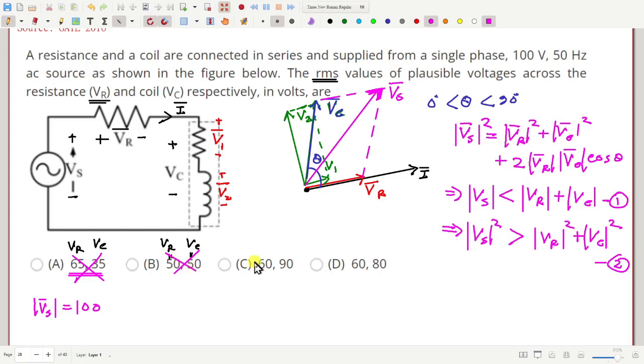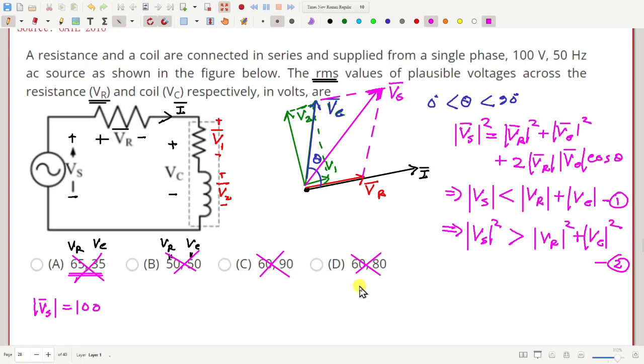Now say option C. Here condition 1 is satisfied, 100 is less than 150, but is condition 2 satisfied? No. So this is not satisfying condition 2, and the third one is again not satisfying condition 2. So actually no option is possible in this question.